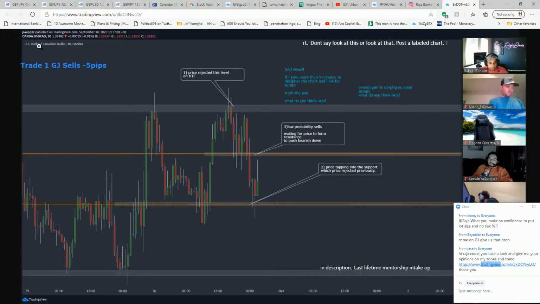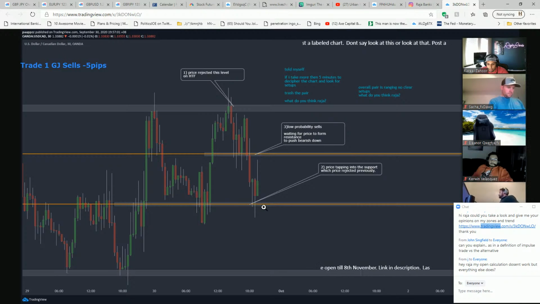All right, what's this? USD CAD. Jace, I would appreciate if you just stick to one pair. It's very important to just stick to one pair. Either it's going to be New Zealand JPY or it's going to be USD CAD. But looking on the 30-minute time frame, your zone is here pretty good. Price tapping into the support here is also pretty good. If it takes more than 5 minutes to decide with a chart, look for setups, trash the pair. What do you think? Yep, it's pretty good. But if you're looking at a chart and that's the pair you trade, and if in 5 minutes you don't know what's going on, then you have to wait for the pair to print something that you do know what's happening.